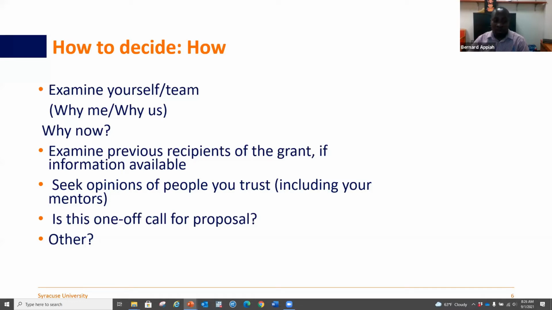Also, you want to seek opinions of people you trust. And here, trust is very important. At the time of deciding to write a grant, you haven't even written it yet. So if you discuss with someone you don't trust, that person could even take your idea and you could be in trouble, all competing for the same type of grant. So you have to be very careful.